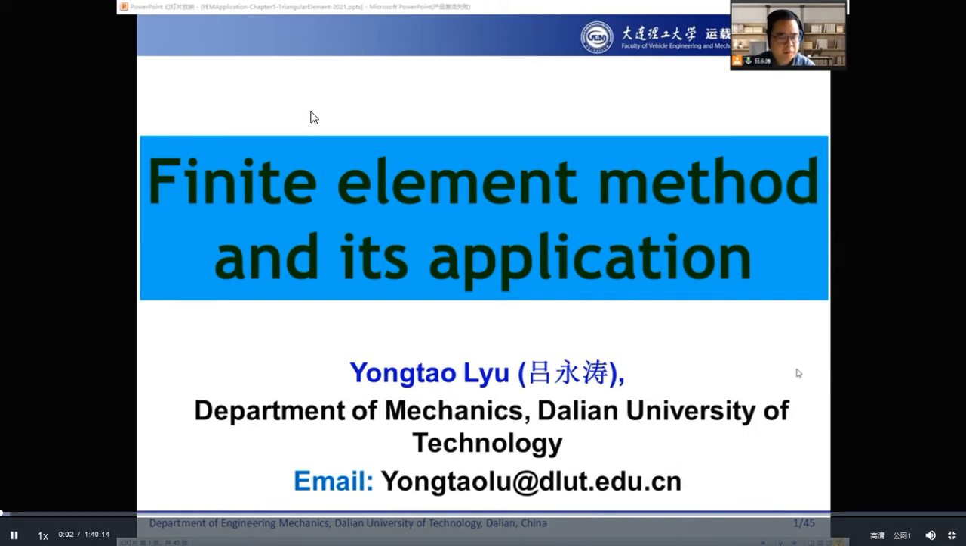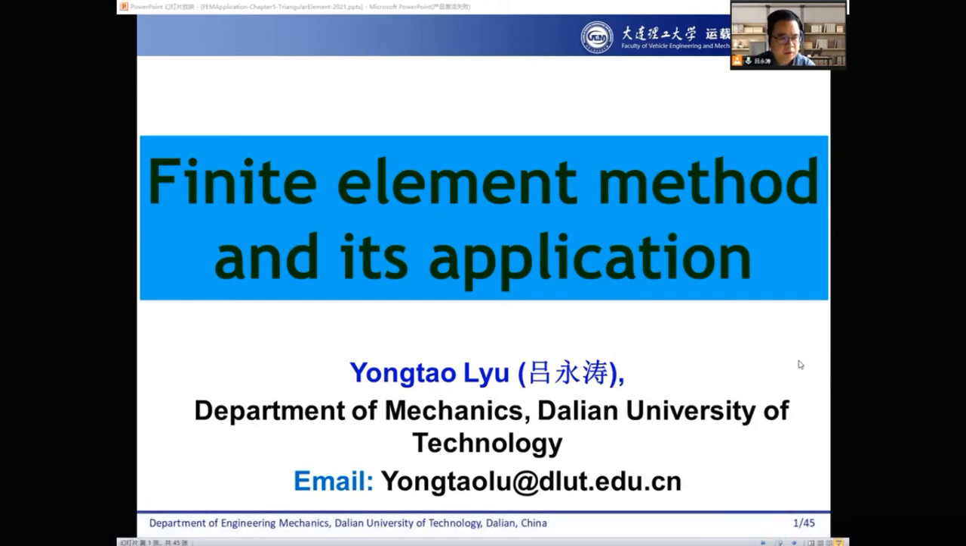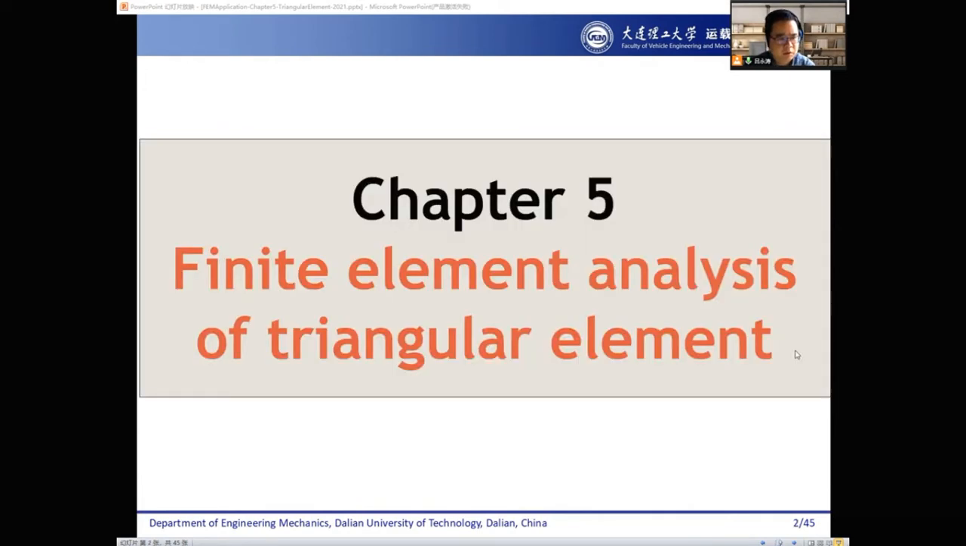Good morning, everyone. So today we continue to talk about the finite element method, and we'll talk about chapter 5, the FE analysis of triangular elements. So the triangular element is one type of two-dimensional element, and after this chapter we'll talk about the other type of 2D element, that is the rectangular element.